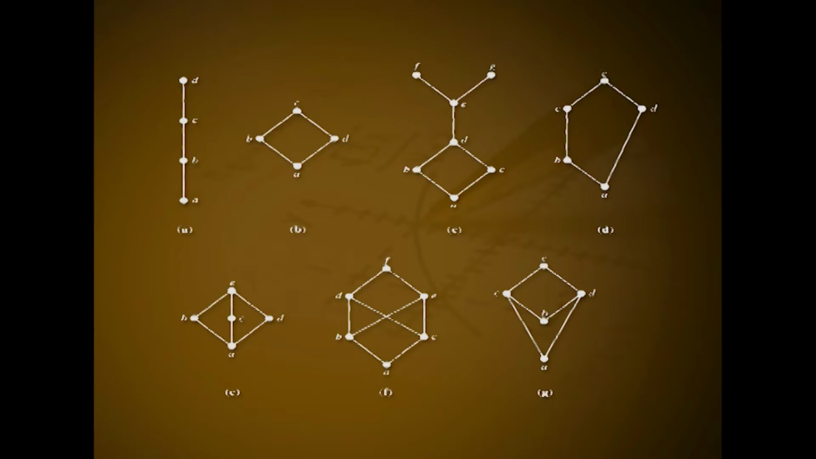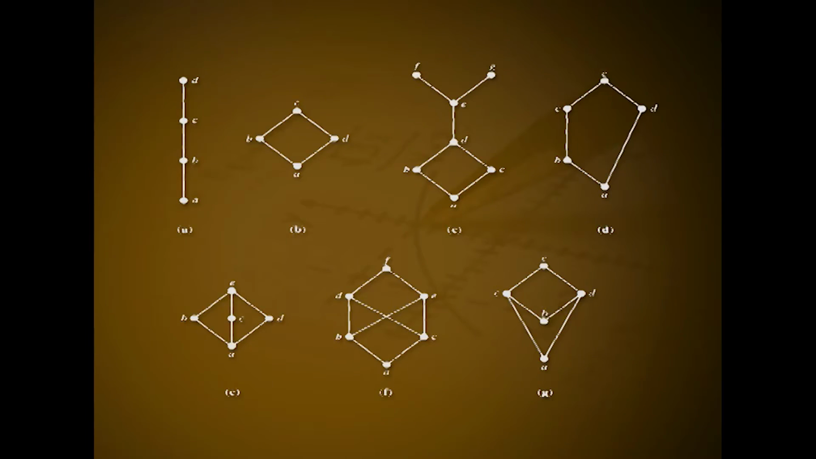Example 5. Which of the Hasse diagrams in Figure 6 represent a lattice? Here in this figure, we can see Hasse diagrams a, b, c, d, e, f and g. The solution is the Hasse diagrams a, b, d and e represent lattices. Diagram c does not represent a lattice because f join g does not exist. Diagram f does not represent a lattice because neither d meet e nor b join c exist. Diagram g does not represent a lattice because c meet d does not exist.